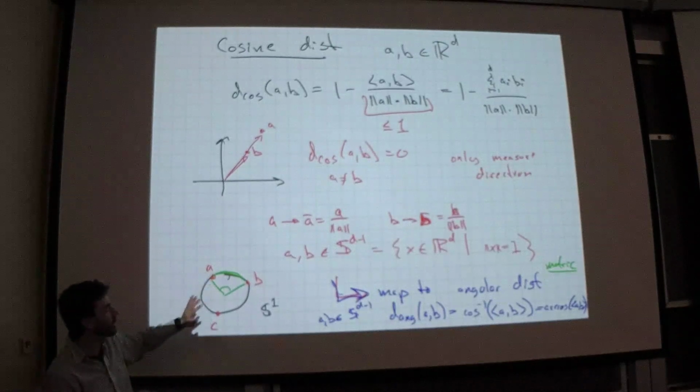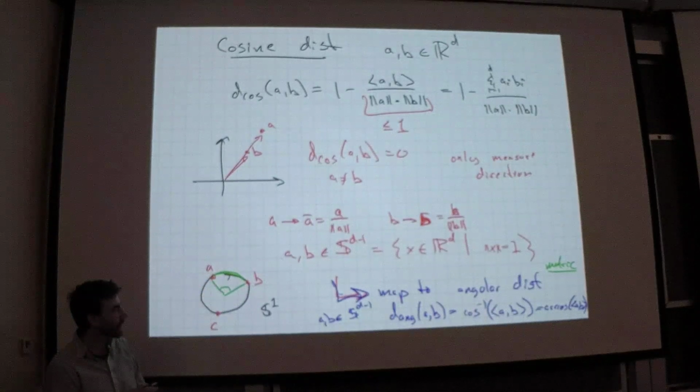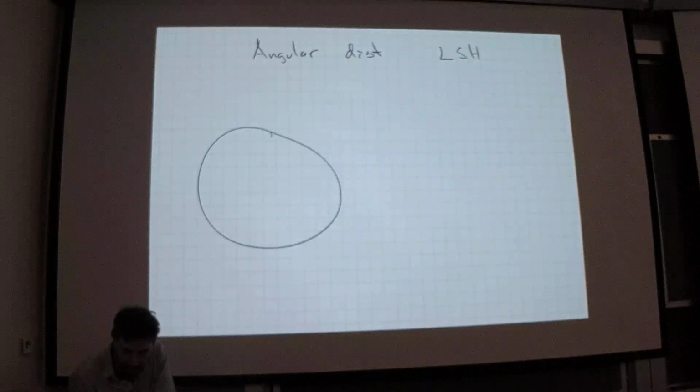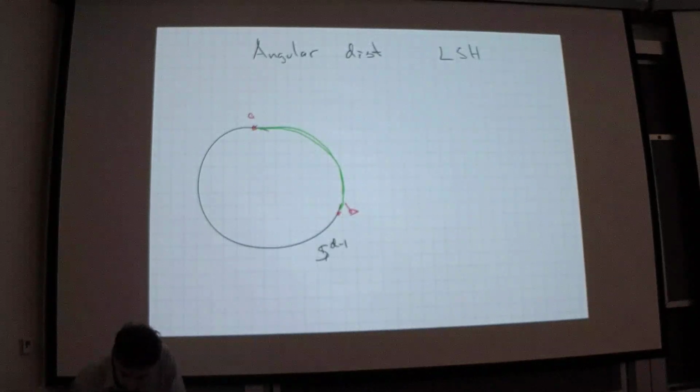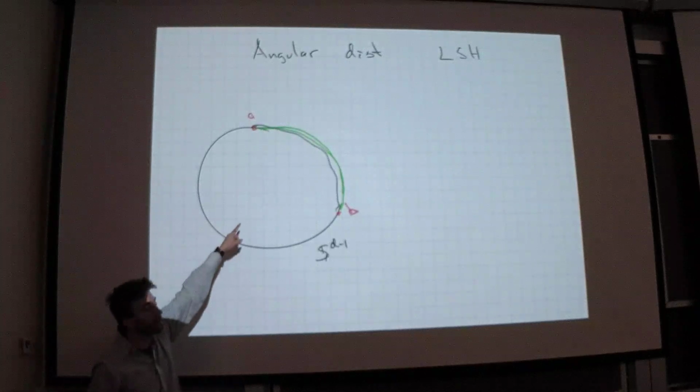The other thing about the angular distance is that there's a cool locality sensitive hash. I'll just tell you this. Angular distance LSH. Let's say everything is on S^{d-1}. I'm going to have two points A and B, where the angular distance is the length on the circle, if I'd drawn the circle properly the first time. So this is the angular distance between them.